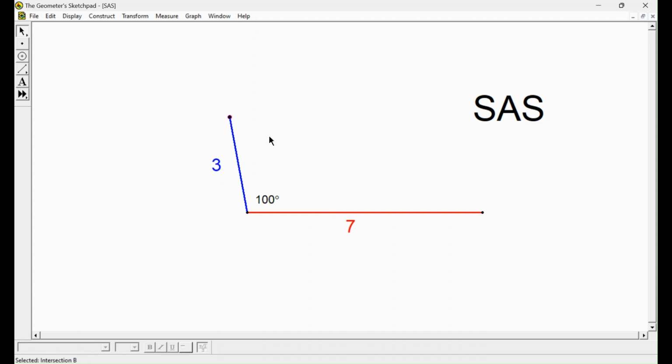Because if that point can't move, and that point can't move, and this angle can't move, well then, there is your triangle. Change colors here. And you don't have any choice on how long that third side is going to be because it's prescribed or locked in by the blue, red, and black information.